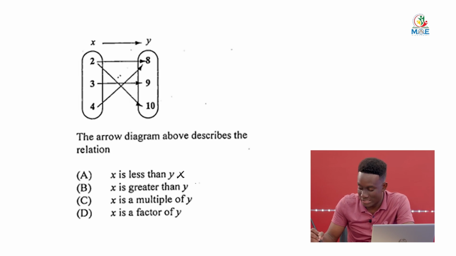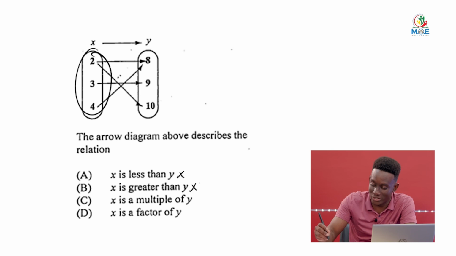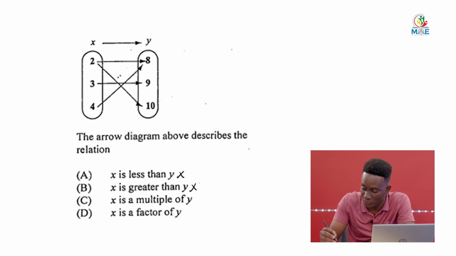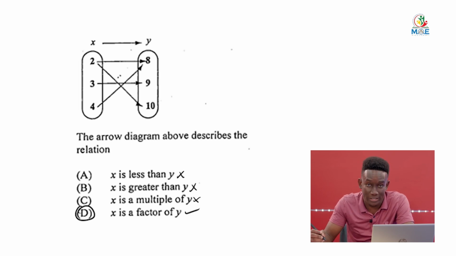X is greater than y. That is definitely not true. We see all the numbers here are not greater than these numbers. X is a multiple of y. So let's see, the multiples of 8 would be 8, 16, and so on. So that is definitely not true. X is a factor of y. So let's see. 2 maps onto 8, is 2 a factor of 8, definitely. 2 maps onto 10, is 2 a factor of 10, definitely. 3 maps onto 9, is 3 a factor of 9, definitely. And 4 maps onto 8, is 4 a factor of 8, definitely. So the answer here is D, x is a factor of y.